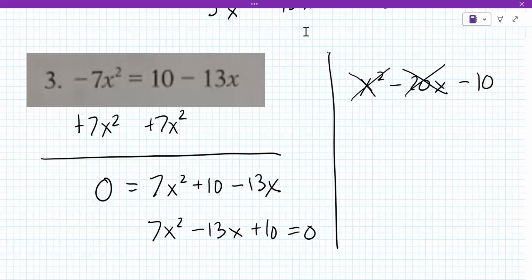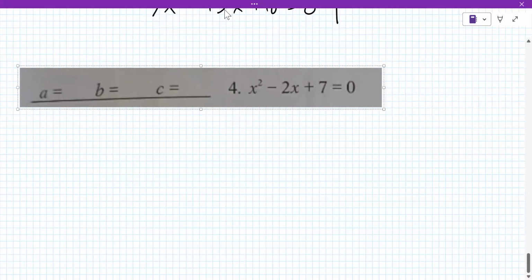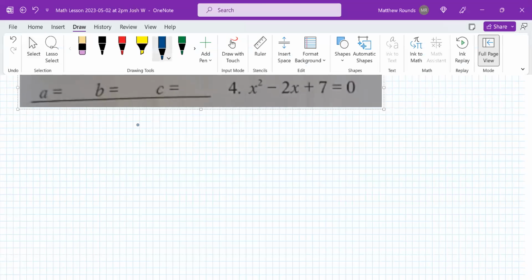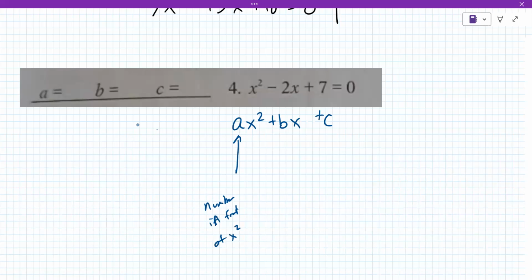All right, so we're going to move on to number 4, 5, and 6. And the nice thing about 4, 5, and 6 is, well, at least for 4, it's already in standard form. This is already in standard form on the right here. Now I'm going to write standard form below it. Ax squared plus bx plus c. So a is the number in front of x squared. B is the number in front of x. And this is the other number.